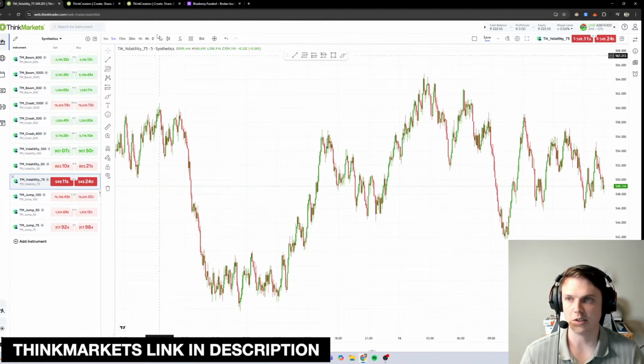Okay, so once you're in, you can see all your synthetics. You can see the booms, the crashes, the volatilities, the jumps. Very nice. So you can trade it over here.